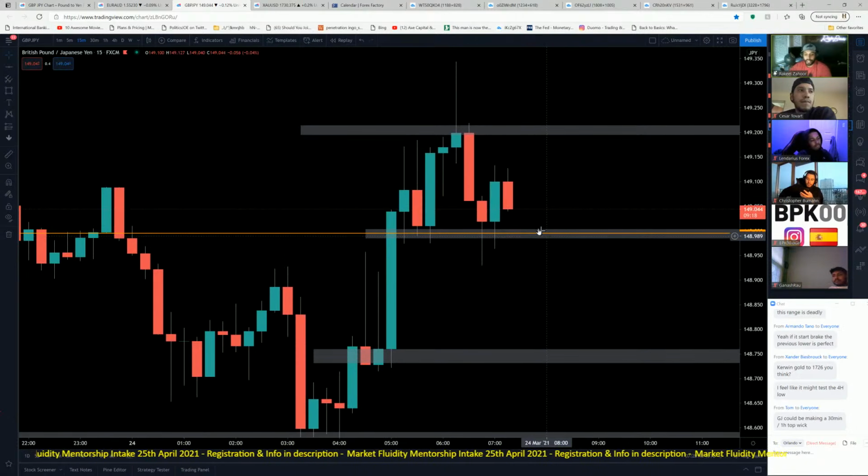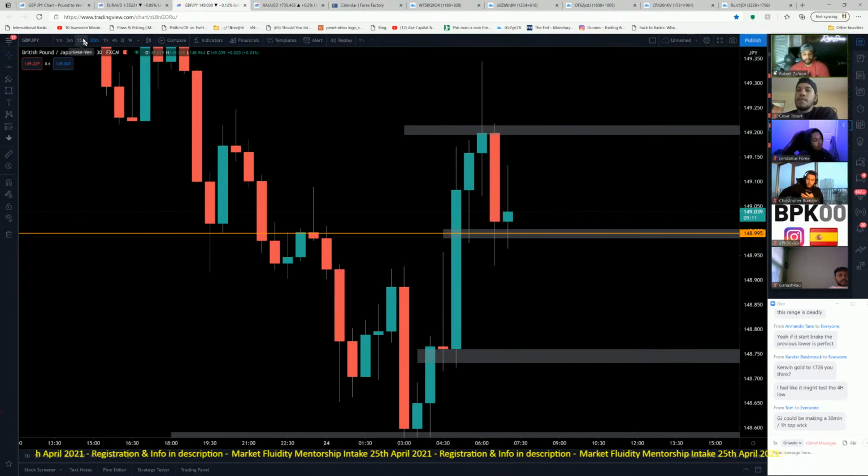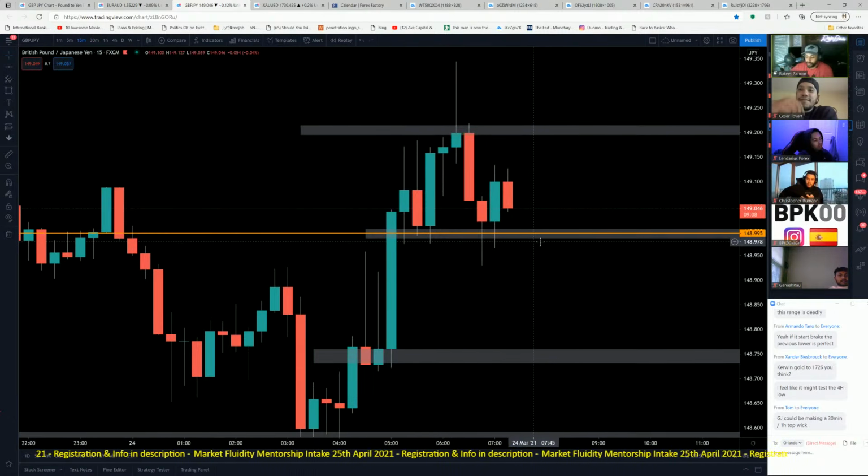So this is what I'm looking at. As this candle's coming down, possible sells below 148,960. I'm going to execute right there. It's going to be a pretty nice idea to wait at this point.